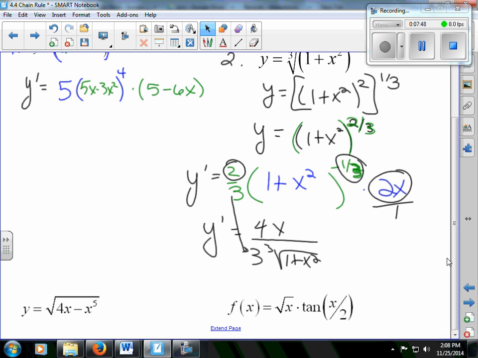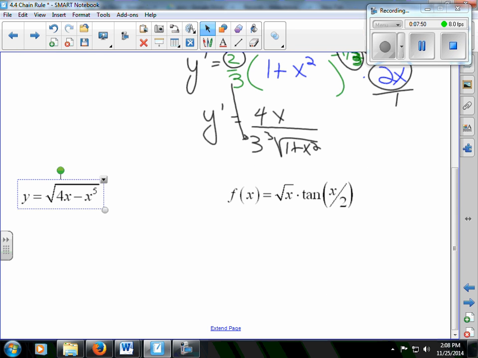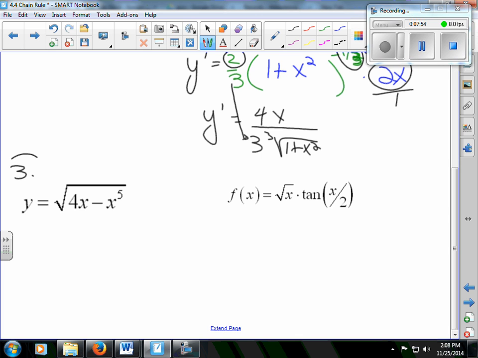All right, now here's number 3. I want you to do number 3 on your own. So I'm going to be looking to see that you got that accomplished. Number 4, you can't do number 4. You don't know the derivative of tangent yet. We'll save that.